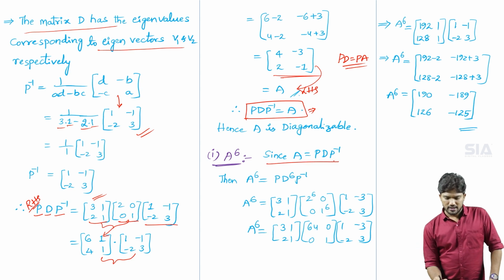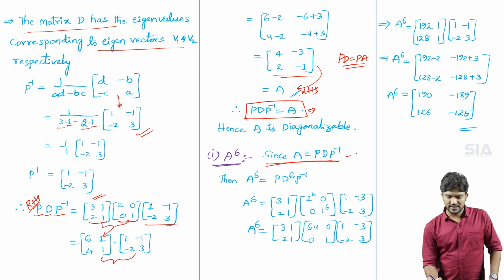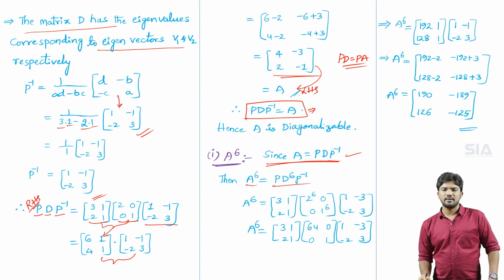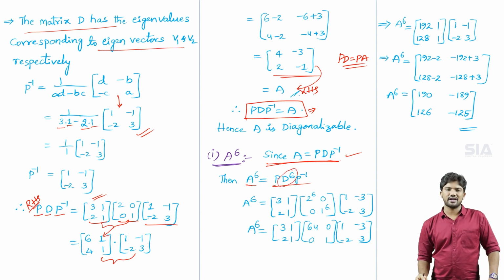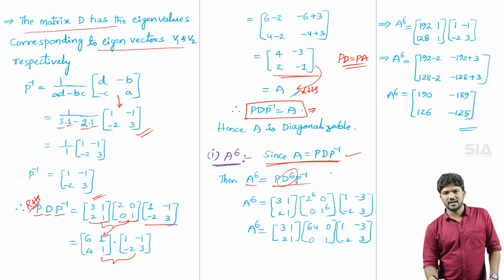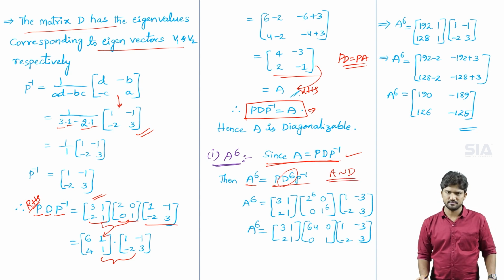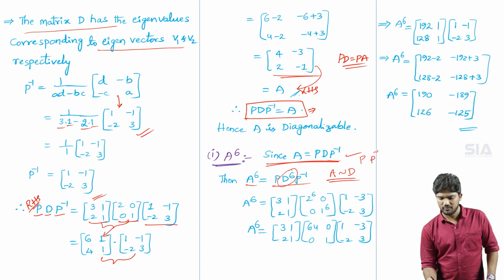Next, they are asking to find the A power 6 value. Since capital A is equal to P D P inverse, apply power 6 on both sides. Then A power 6 is equal to (P D P inverse) whole power 6. That power 6 is only applicable to the diagonal matrix capital D. Why? Because in the definition of diagonalization, we discussed that capital A is similar to capital D only, not P and P inverse.